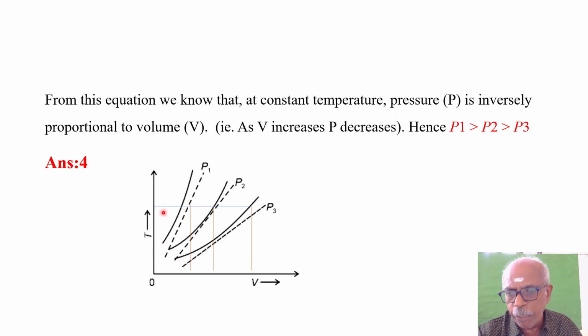So you see, for a particular temperature T, this is the smallest volume for pressure P1, this is the intermediate volume for pressure P2, and the maximum volume for pressure P3. What is our conclusion? As V increases, P decreases. So P3 has the least value, P2 the intermediate value, and P1 the greatest value. So P1 is greater than P2, which is greater than P3. Option 4 is the right answer.